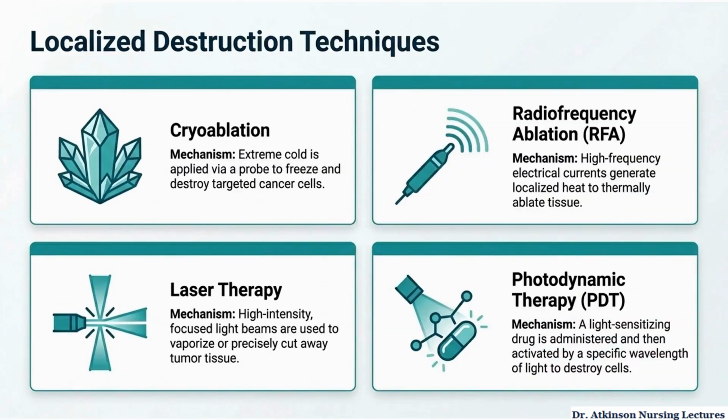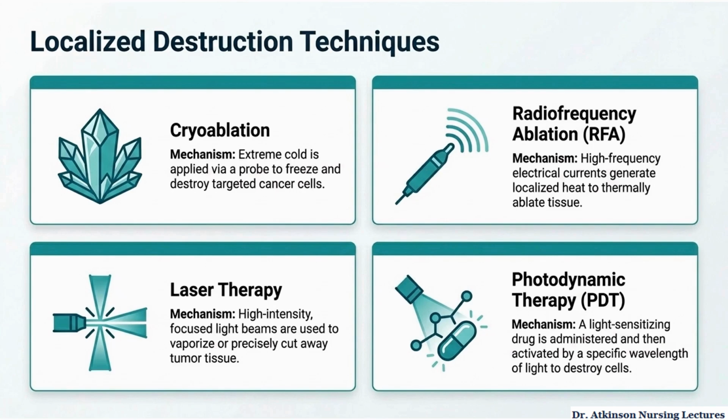Localized cancer therapies destroy tissue with precision and are often used when surgery is not appropriate or as adjunct treatment. Cryoablation destroys tumor cells with extreme cold, while radiofrequency ablation uses heat generated by electrical currents. Laser therapy uses focused light for precise tissue destruction or cutting. Photodynamic therapy combines a photosensitizing drug with light activation to destroy cancer cells.